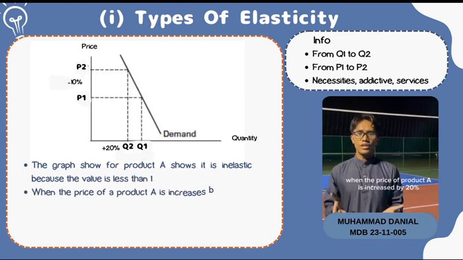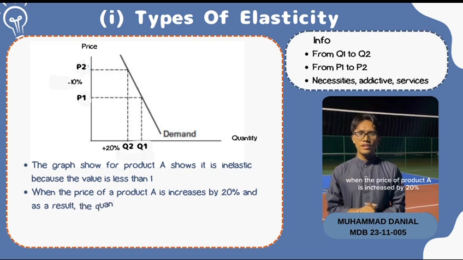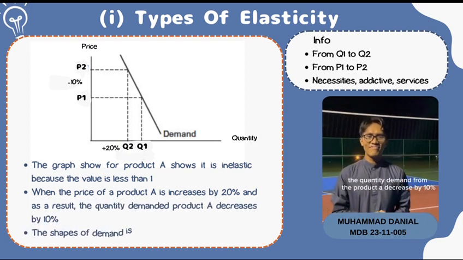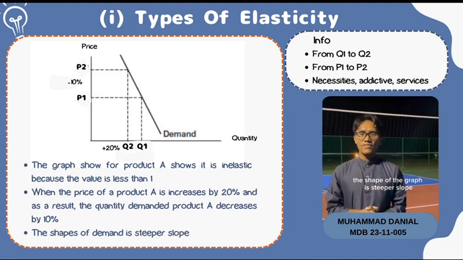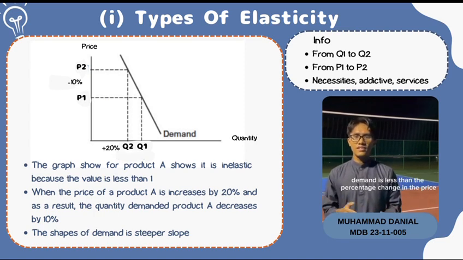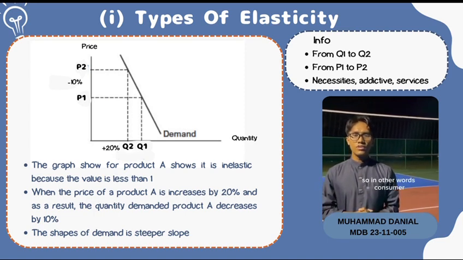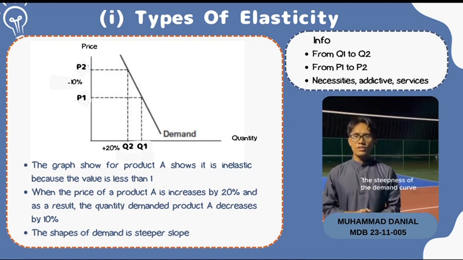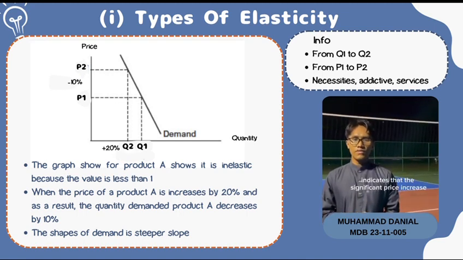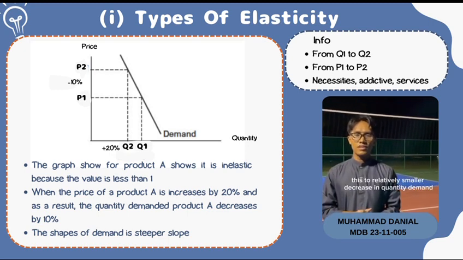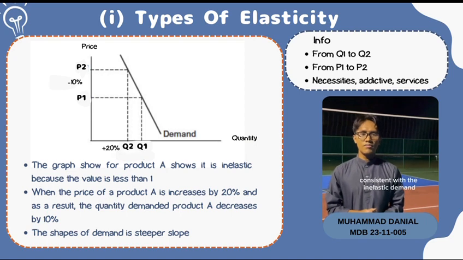When the price of product A is increased by 20% and as a result the quantity demand of product A decreased by 10%, the shape of the graph has a steep slope because the percentage change in the quantity demand is less than the percentage change in the price. So in other words, consumers are not very responsive to the change in the price. The steepness of the demand curve indicates that a significant price increase leads to a relatively smaller decrease in quantity demand, consistent with inelastic demand.